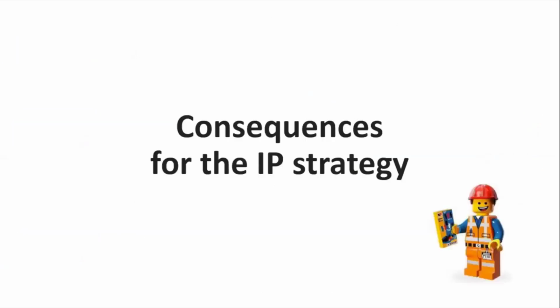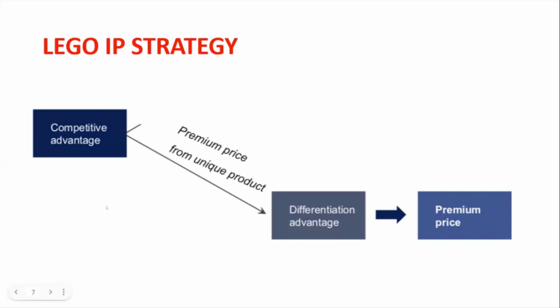So that's the business strategy of Lego. Now let's move on to the consequences for the IP strategy. Thank you, Veronique. I'm here to talk about the consequences for the IP strategy. As we learned in MIPLM, competitive advantage has two sides. One is a similar product at a lower cost, and on the other side we have a premium price from a unique product. So for Lego, we have differentiation advantages and premium price.